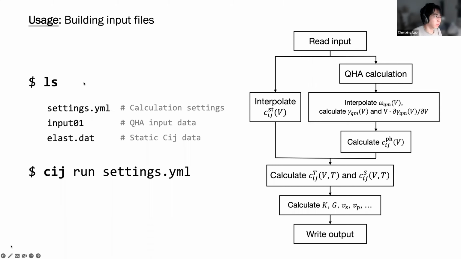So for a single calculation, we will need a calculation settings file and two other files. One is the quasi-harmonic approximation input and the other is the static CIJ data. And with this command, it will run the settings file. In the settings file, we specify the location of these input files, and the calculation can be run. To prepare these input files is actually pretty easy.